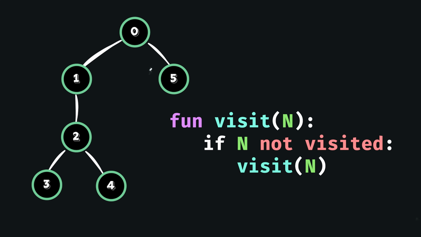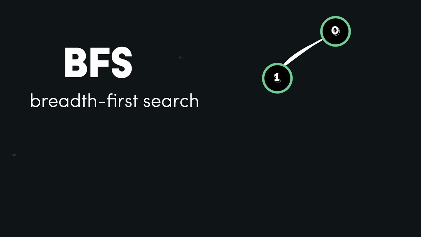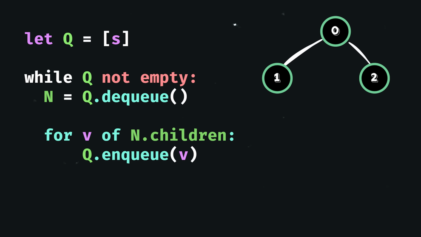Another option is a breadth-first search. From your starting node, add all of the direct children to a queue. Once they've been visited, move on to the grandchildren, and continue following this pattern in layers.